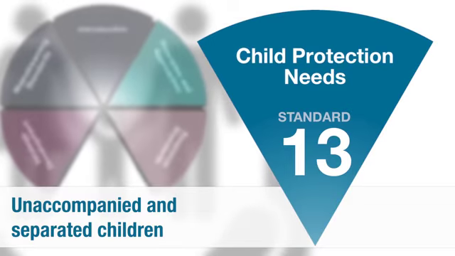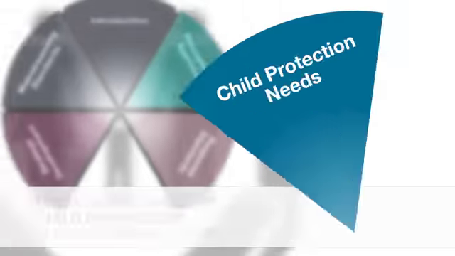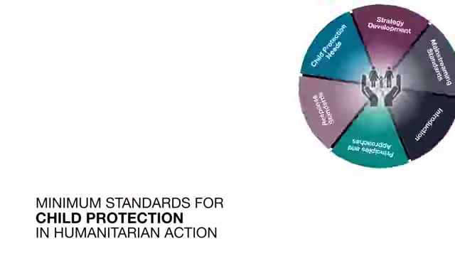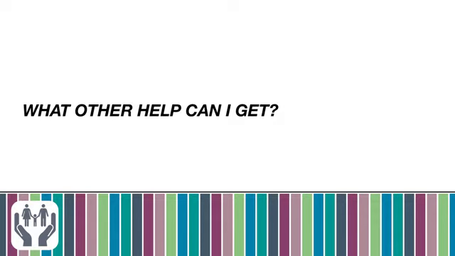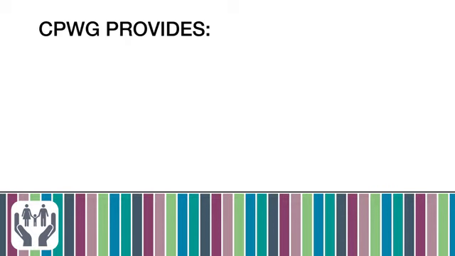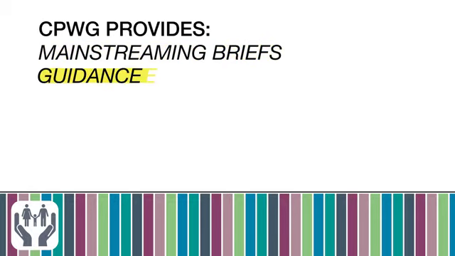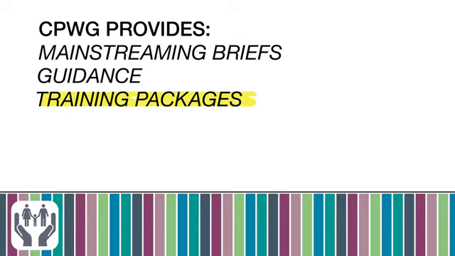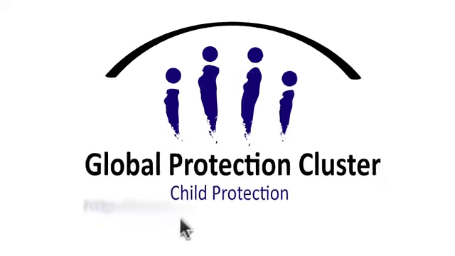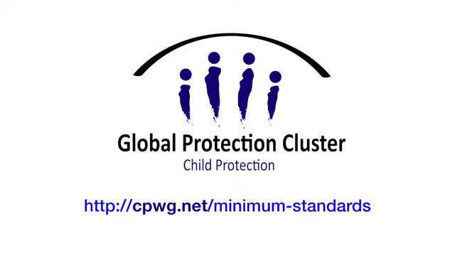Other installments in this series focus on how to use the CPMS and on the specific standards for addressing needs. The CPWG provides support for applying the standards, such as mainstreaming briefs, guidance on contextual adaptation, and training packages. For more information, please go to cpwg.net/minimum-standards.